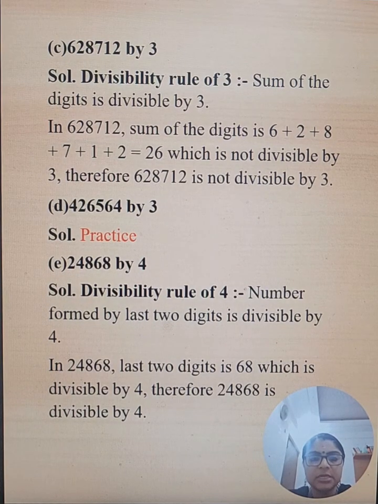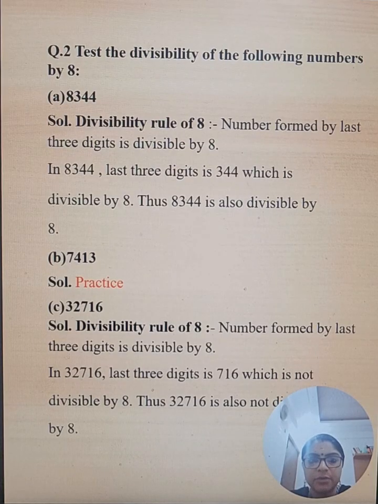Then the last part, 24868 is divisible by 4. According to our divisibility rule of 4, if the last two digits are divisible by 4, then we can tell the entire number is divisible by 4. For the given number 24868, the last two digits are 68. 68 is divisible by 4. So we can tell it is divisible by 4. Like this, you have to try on your own. Whatever the practice questions, you have to practice by yourself.